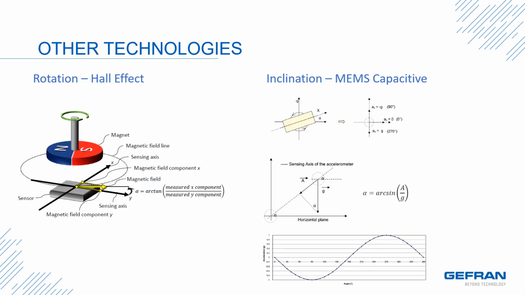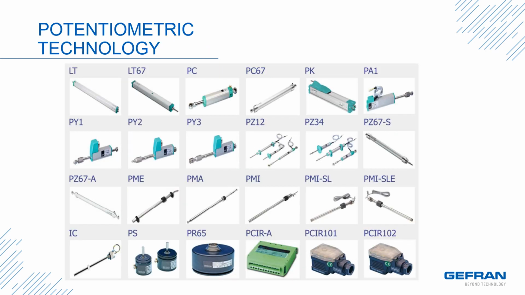Gefran is also a leader in two other technologies, Hall effect and MEMS capacitive. Gefran has developed a method of using Hall effect in a perpendicular fashion so that it can be used to measure rotation angle. Gefran also uses MEMS capacitive to measure inclination and tilt. These are outside the scope of this discussion, and so I will not go into further detail here. For the remainder of this presentation, I will be talking about potentiometric linear technology.